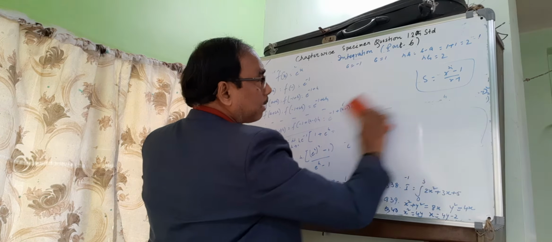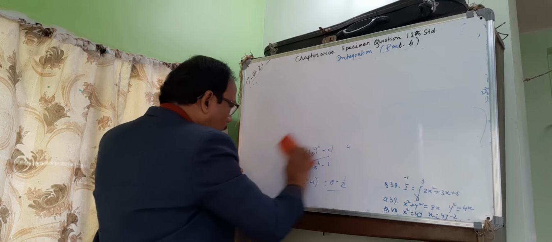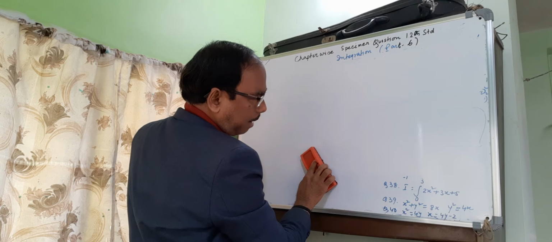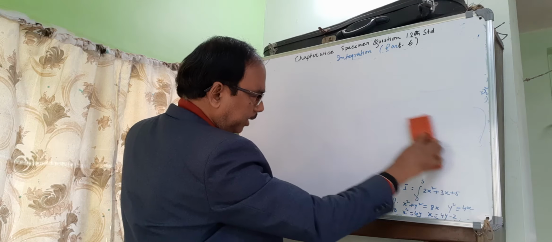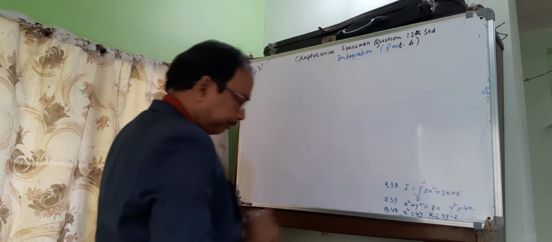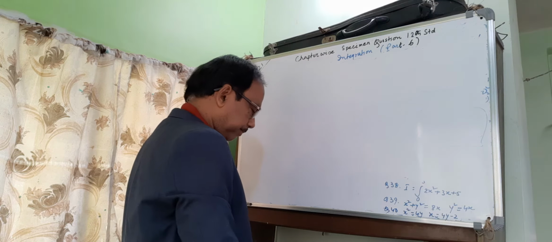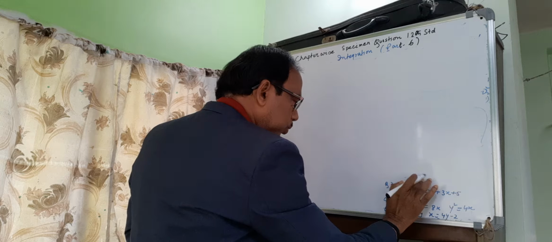Let's do sum number 38. It is area of bounded region. Sum 38, another sum is there also, 0 to 3. Sum number 38, 0 to 3.